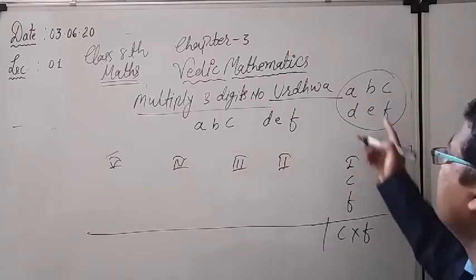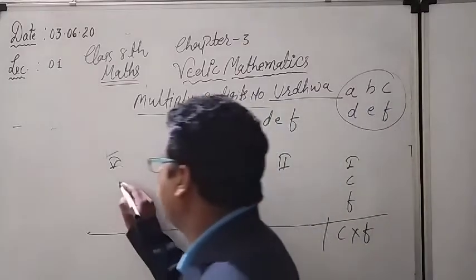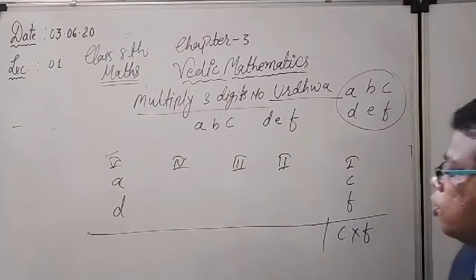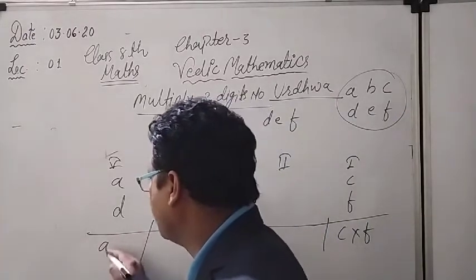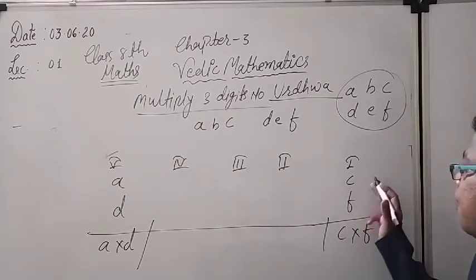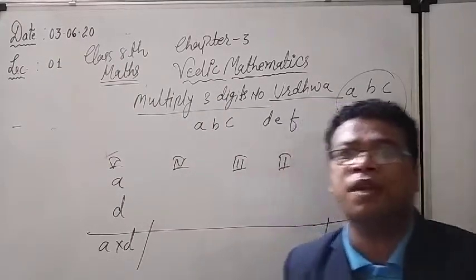What are the digits which are written on the 100 place? A and D. You can understand by here only. So vertically they are multiplied. Vertically their multiplication means A into D. So the first group and fifth group are going to be finished.